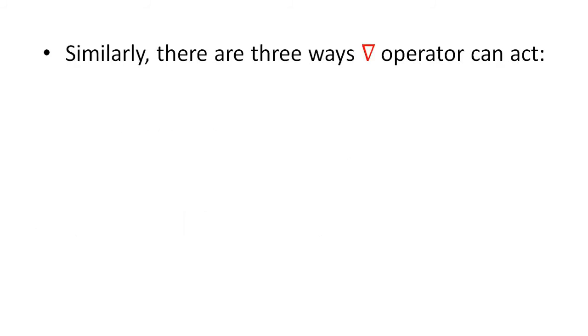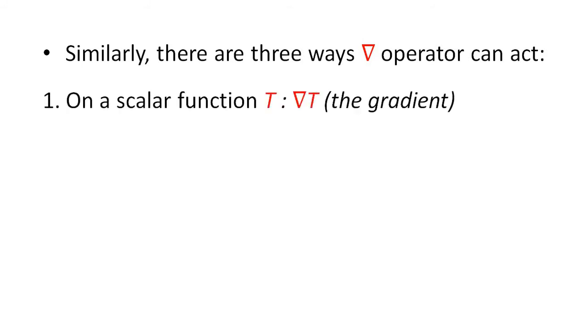Similarly, there are 3 ways the del operator can act. It can act on a scalar function t, that is del t, which we have discussed already, that is gradient. This del t is called the gradient.